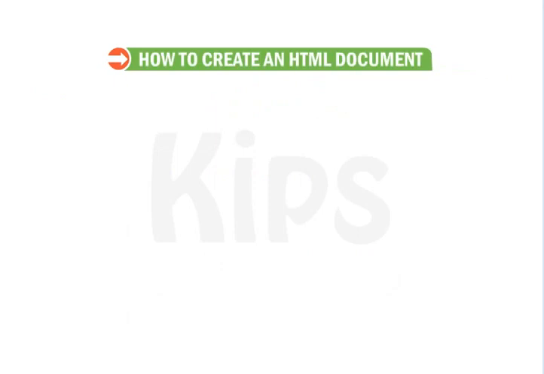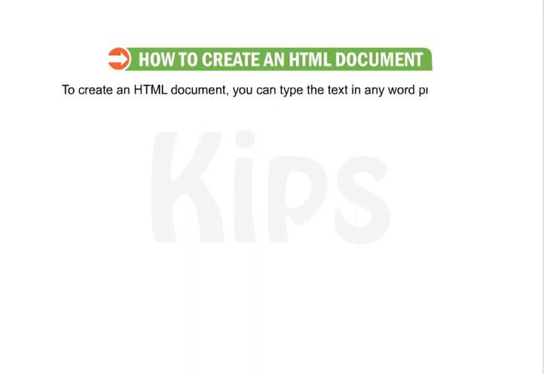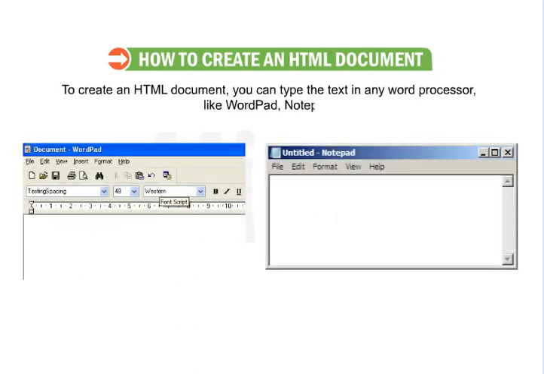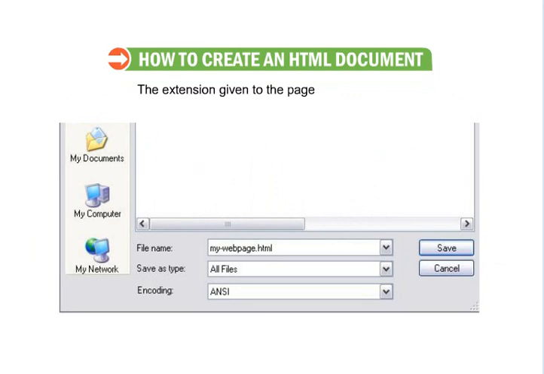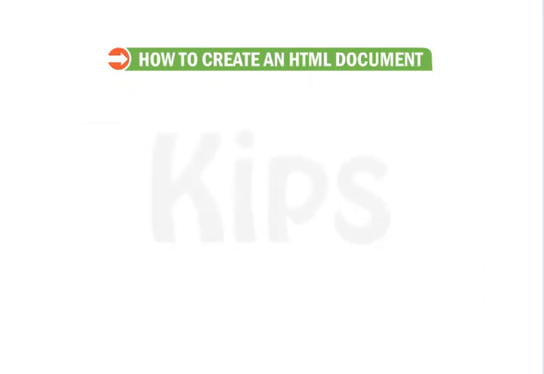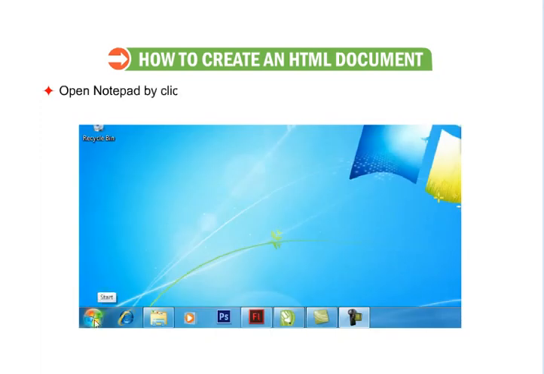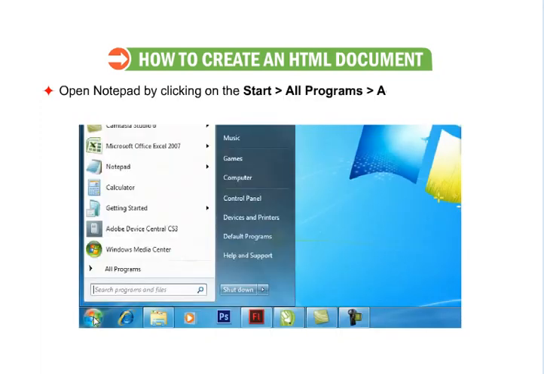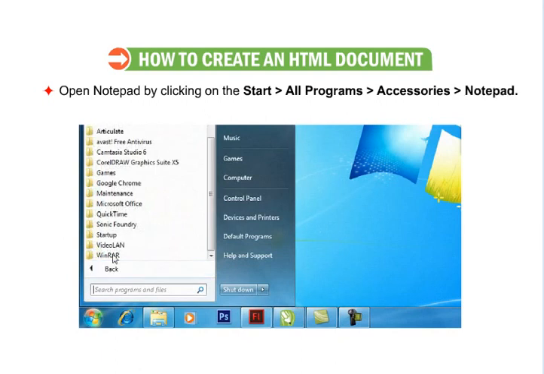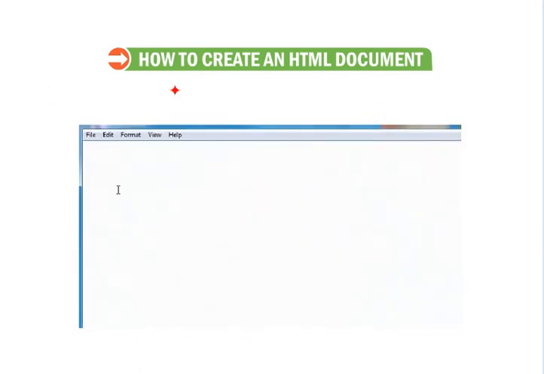Students, now let us find out how to create an HTML document. To create an HTML document, you can type the text in any word processor like WordPad or Notepad. The extension given to the page is always .html. Let us see how to open and create an HTML document using Notepad. Open Notepad by clicking on Start, then go to All Programs, then Accessories, then Notepad. The Notepad window will appear. Type the HTML code as shown in the figure.